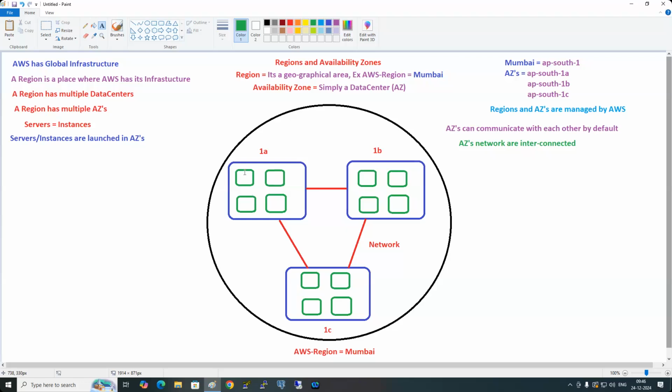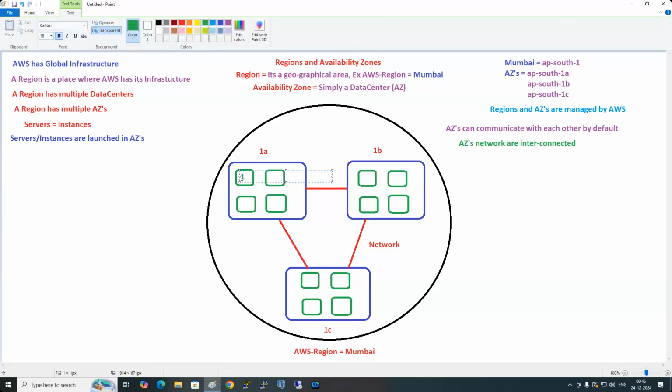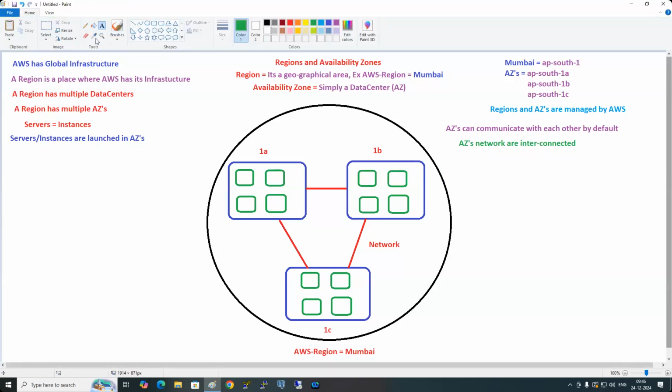Okay. So my question here is, I have launched one EC2 instance in 1A and I created a file called 1. Can you tell me, will the same file be available here in the second EC2 instance? Yes or no? There are two questions. I have one EC2 instance here in 1A. I have another EC2 instance in 1B. First question is, will they communicate with each other? Answer is yes. They can communicate with each other because the network is interconnected.